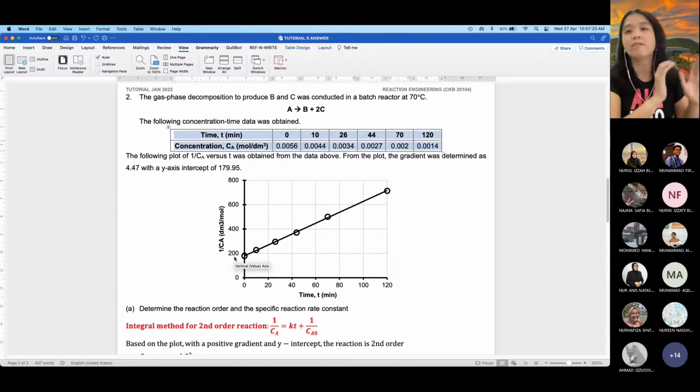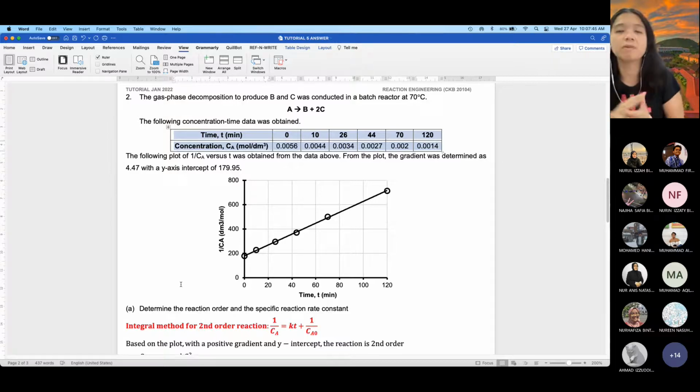Meaning zero order has its own equation, first order has its own equation, second order has its own equation, and from the equation we will plot. We check the plot and verify whether it fulfills the requirement. Only then can we say whether the reaction is zero order, first order, or second order. In this case it is easier because it already tells us the plot is 1 per CA versus time. If you don't remember, you can always check the notes. There is only one equation whose plot is 1 per CA versus time, so the plot is for a second order reaction.